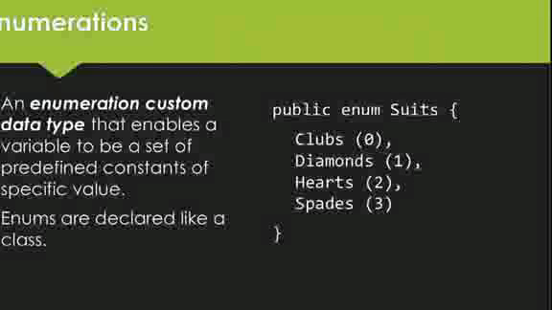Enums are declared like a class. For example, I would say public enum suits, like the suits of a card, and I have clubs, diamonds, hearts, and spades, and then I set what the predetermined values are of those constants. And then I can create a variable of type suits and assign it the value clubs, diamonds, hearts, or spades. I can also print a value of type suits and get the word diamonds or hearts or spades or the value 1 or 0 or 2. Let's do our final example and demonstrate this.